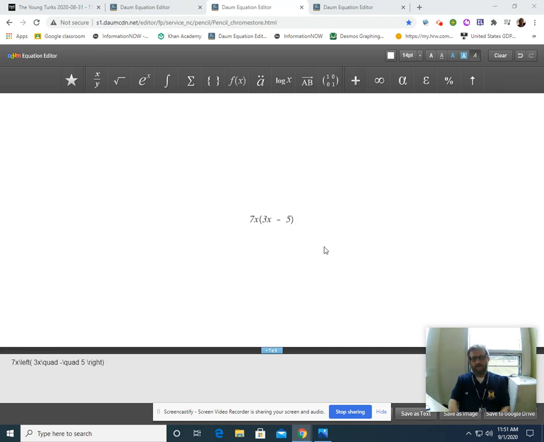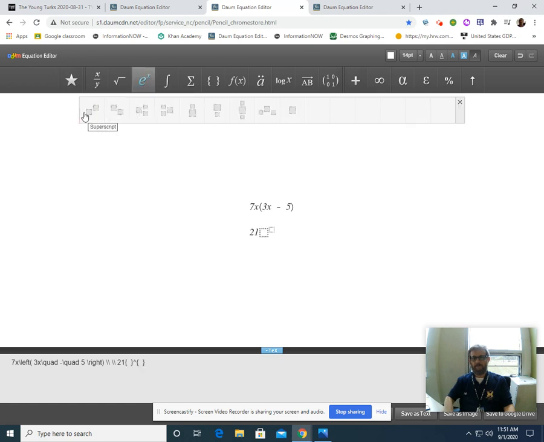Okay, what we need to make sure we understand is how to do the distributive property. So this is a classic setup for a standard distributive property question, where we're just going to take the outside number and distribute it by multiplication across the two inside numbers. So 7x times 3x gives me 21x squared. And then 7x times negative 5 gives me negative 35x.